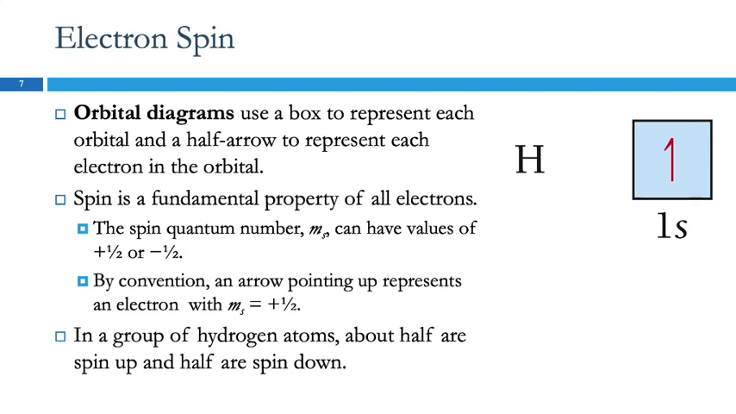So if you look at a group of hydrogen atoms, they each just have one electron. About half of the electrons are spin up and about half are spin down. So, we can write this with spin up, but that doesn't mean that all hydrogen atoms have one spin up electron.